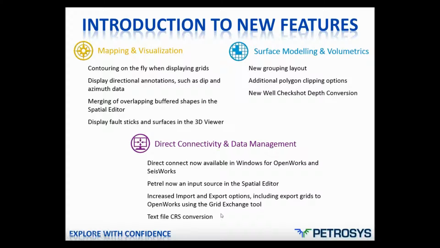Under the CRS option, we have text file CRS conversion. This means that you can now convert the coordinates for a large number of data points stored in a text file all at once, rather than having to do them in small batches.